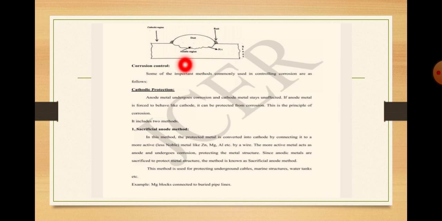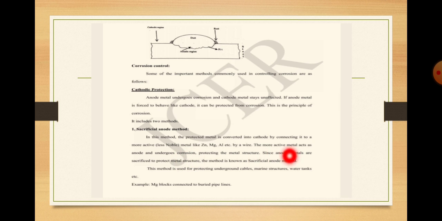These are the dust, anodic regions, and here cathodic regions. How to control this corrosion? Cathodic protection. What is that? The sacrificial anode method. What is the process of that? In this method, the protected metal is converted into the cathode by connecting it with less noble metals like zinc, magnesium, aluminium by wire.